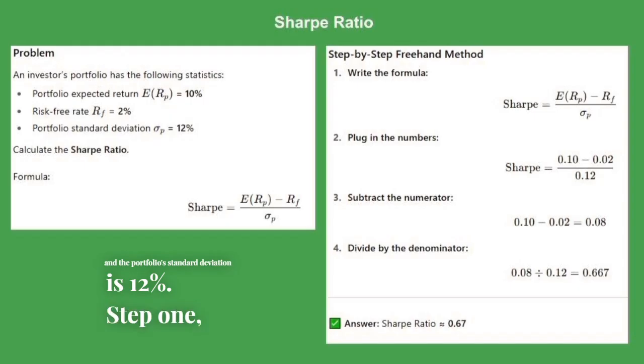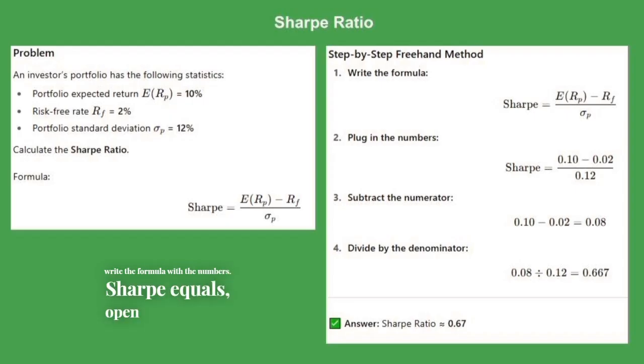Step 1. Write the formula with the numbers. Sharpe equals open parentheses 0.10 minus 0.02 close parentheses divided by 0.12. Step 2. Subtract the numerator. 0.10 minus 0.02 equals 0.08.